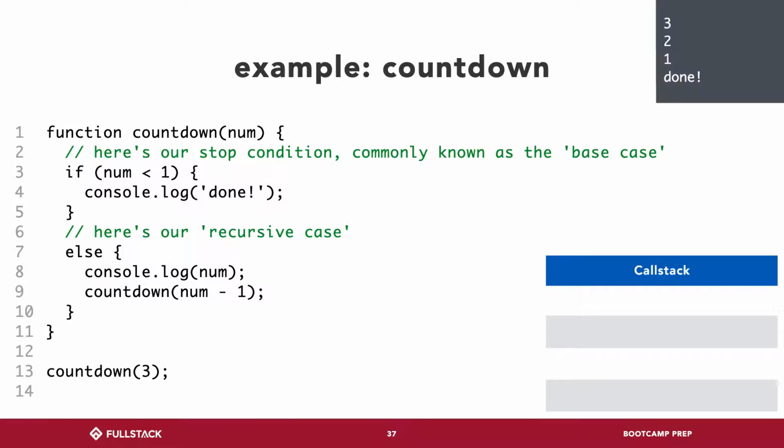But in this specific case, we don't care about what's being returned. We're not setting the value of countdown of 3 to something. We just want to see it in the console. So that's why this is fine. This is just for console logging a countdown of the numbers and then done. Okay?